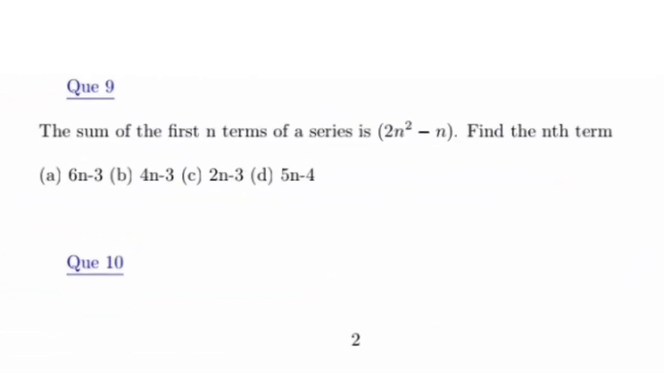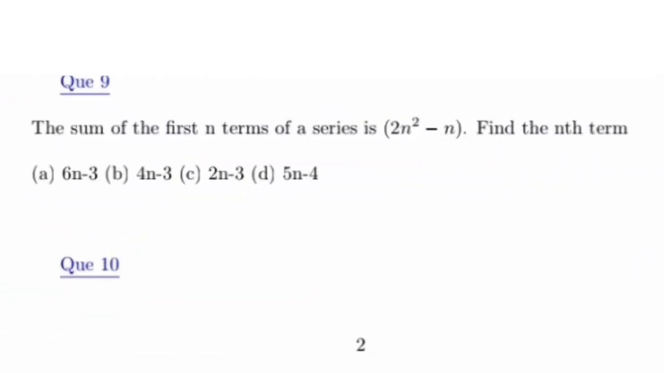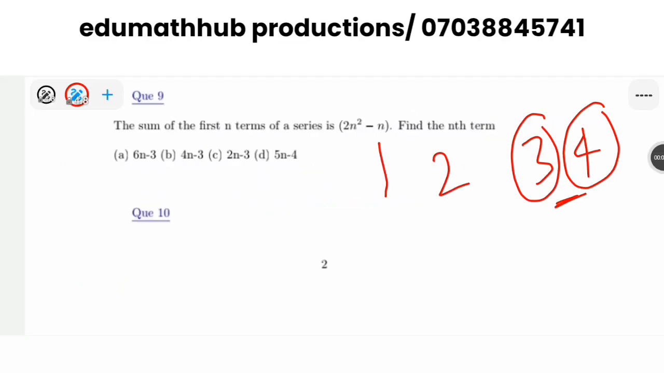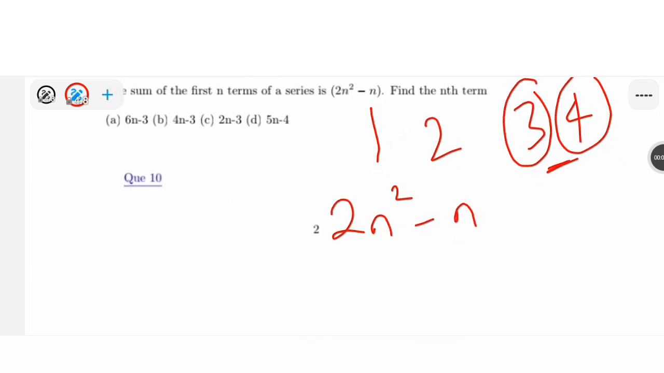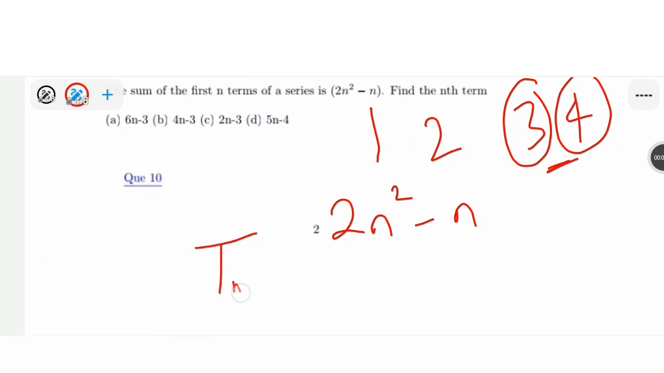This next question, we are told that the sum of the first n terms of a series is 2n squared minus n. And to find the nth term, you need to come to this formula, which is 2n squared minus n. You look for a term that is above and the one that is below. So Tn, which is the nth term, I'll look for a term that is above. I'll use that one as n. I call that one Sn. Then look for the one that is below. That will be n minus 1.